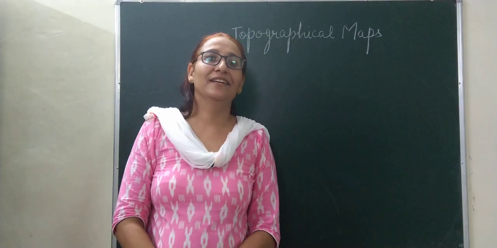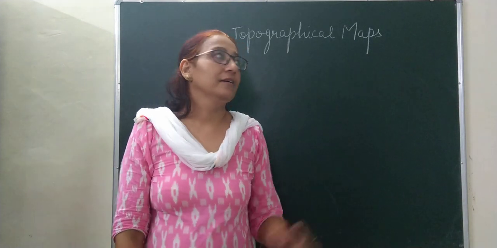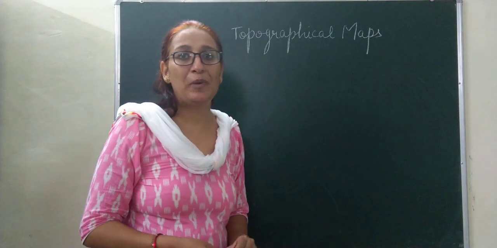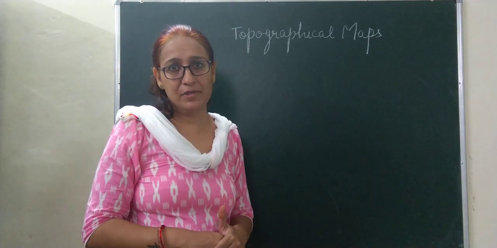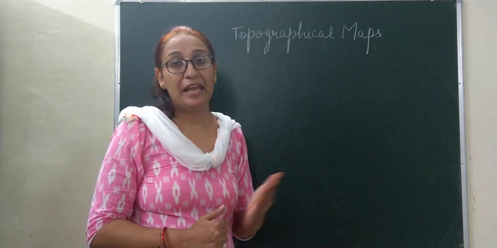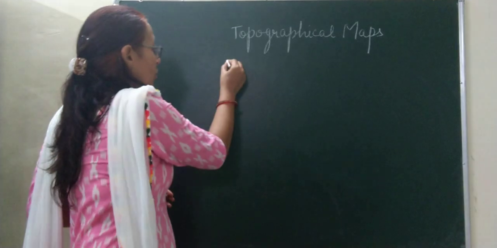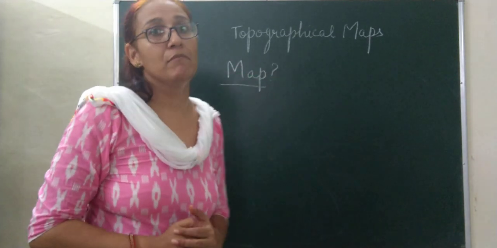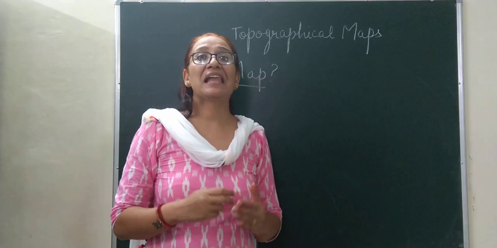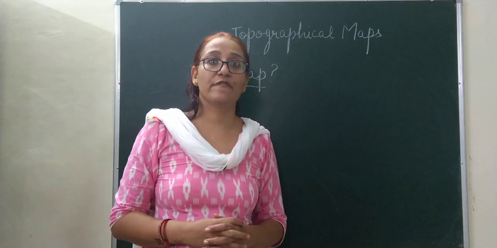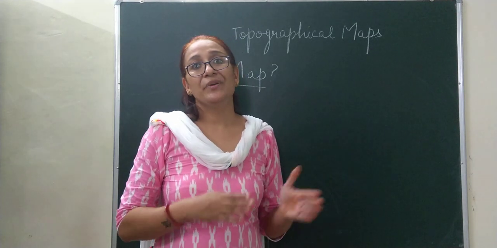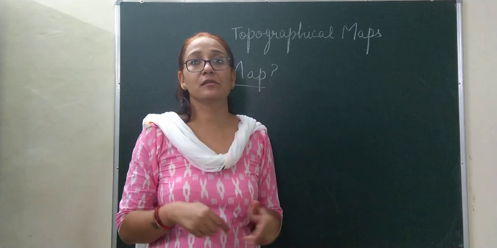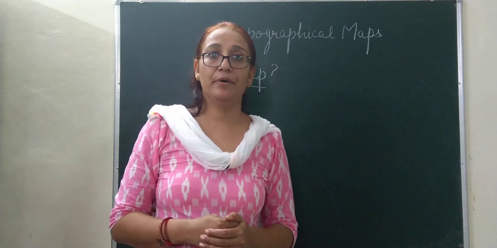Hello students. Today we will start topographical maps. In the previous video I explained some basic terms related to this chapter, like what is a map. A map is the flat representation of the Earth's surface. Representation of the Earth's surface on a flat surface is known as a map.